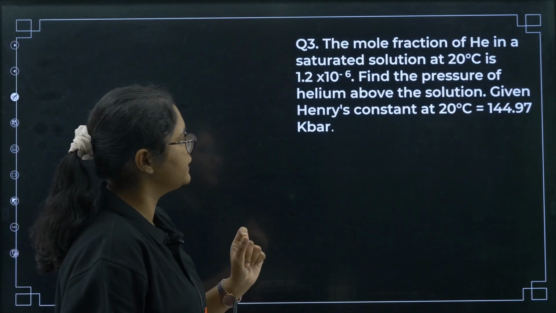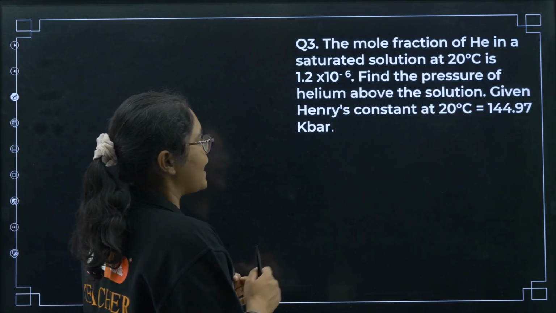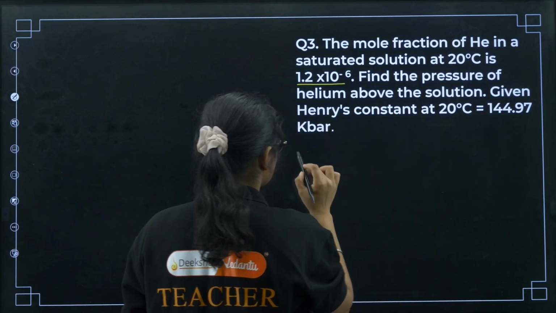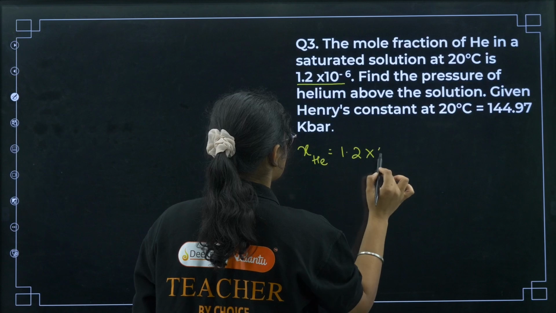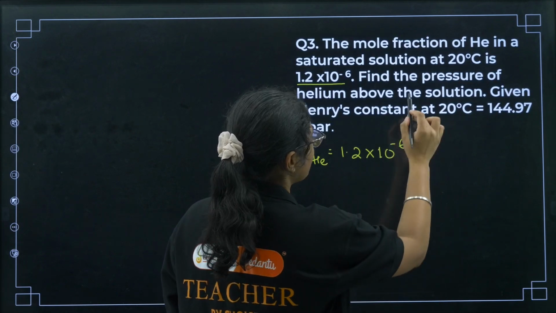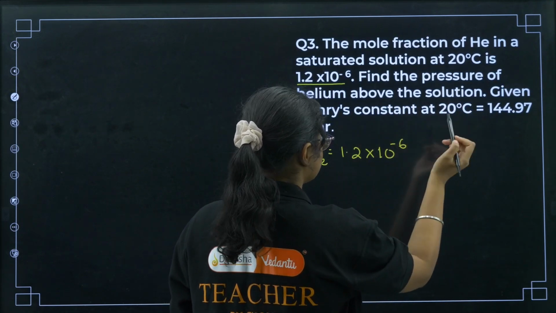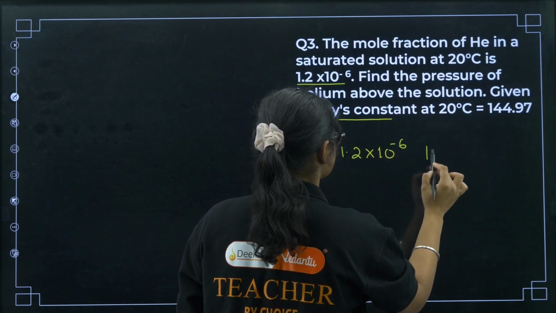Now let us move towards the next question. The mole fraction of helium in a saturated solution at 20 degrees Celsius is this much. Let me write down the value. Mole fraction of helium is given. Find the pressure of the helium above the solution, given the Henry's constant.